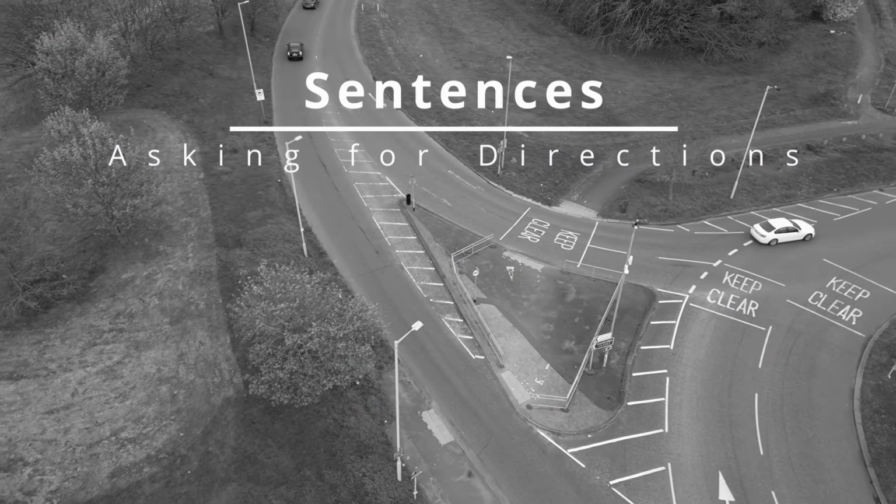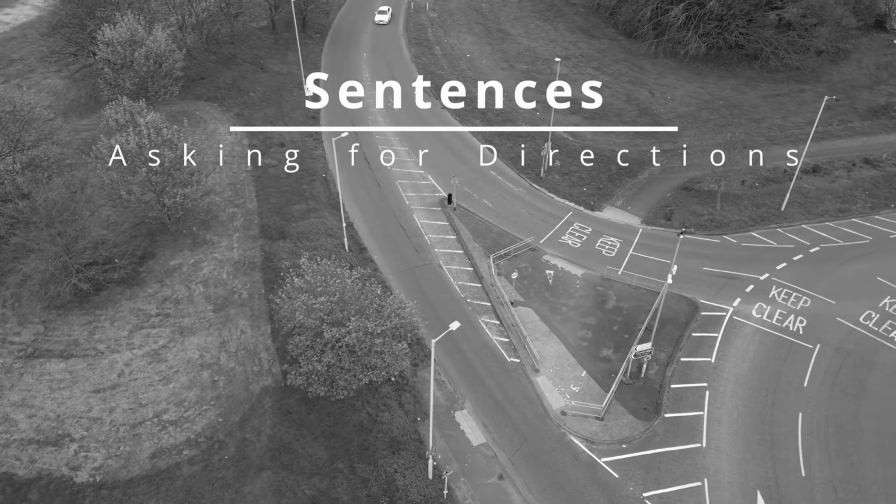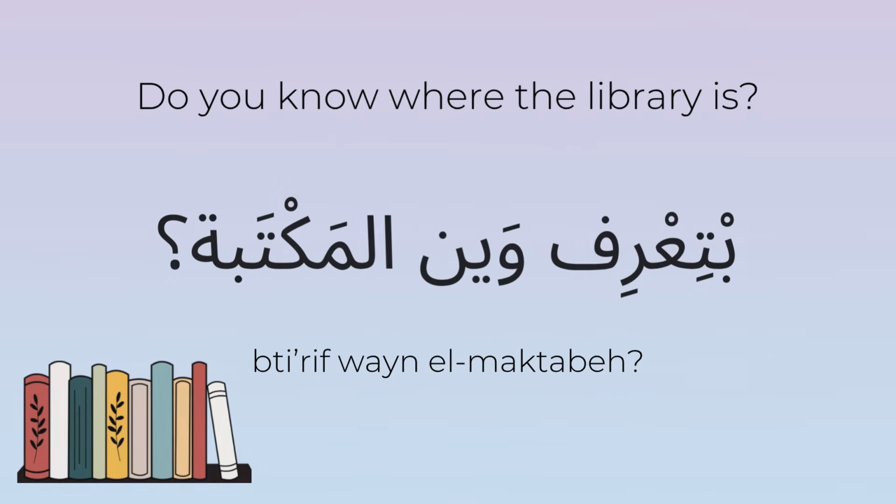Here are some example sentences for asking for directions. Do you know where the library is? The first version I'm going to tell you is going to be addressed to a male. بتعرف وين المكتبة؟ بتعرف means do you know? وين means where? And المكتبة means the library.